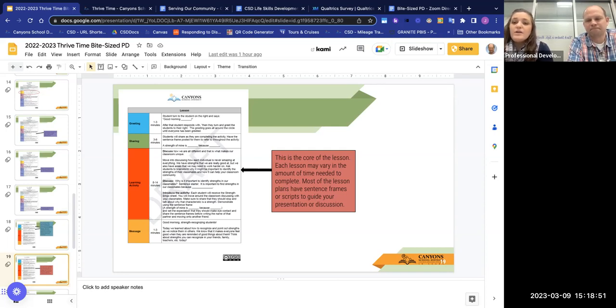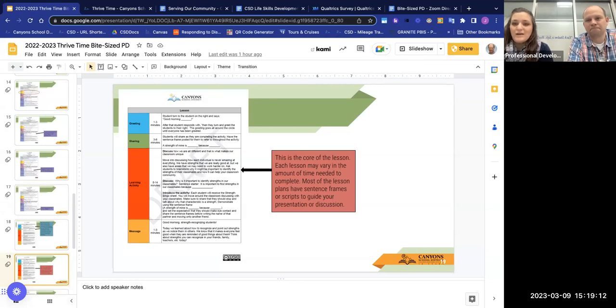And if it's longer than that, you can also use your teacher judgment. Do you have time to spend doing this? Or could you just melt this into another day, into another lesson, if your class is really engaged with this topic? Most of the lesson plans have sentence frames for you to use, and they even have scripts.